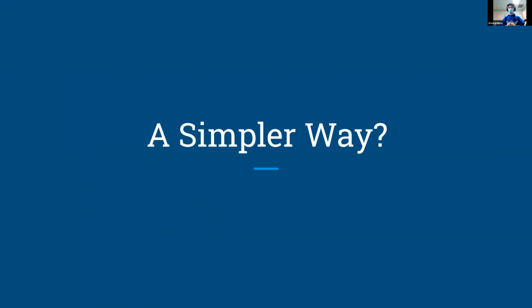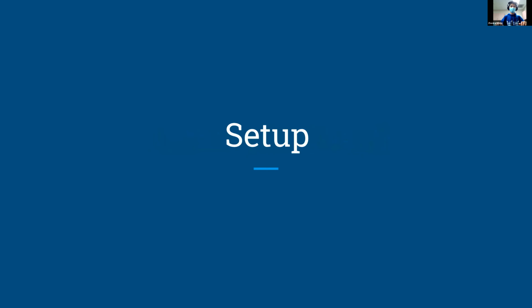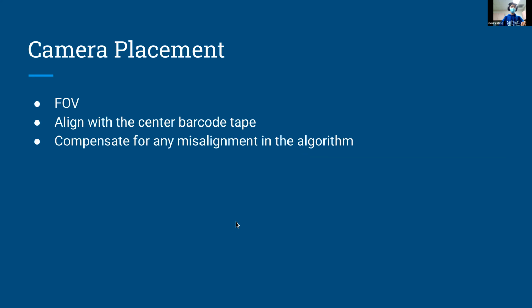So there is a simpler way, and in my opinion, it's the best way. But before we dive into how the algorithm actually works, we'll do a bit of setup here. If you want to play along, follow along, you'll need to place your camera correctly. Just make sure that all three barcode tapes are within your camera's field of view. And it's best if you align the camera with the center barcode tape, but if not, we can probably compensate for that later.